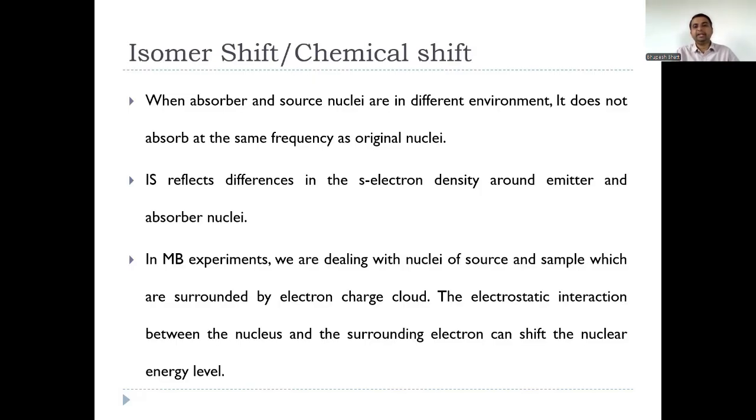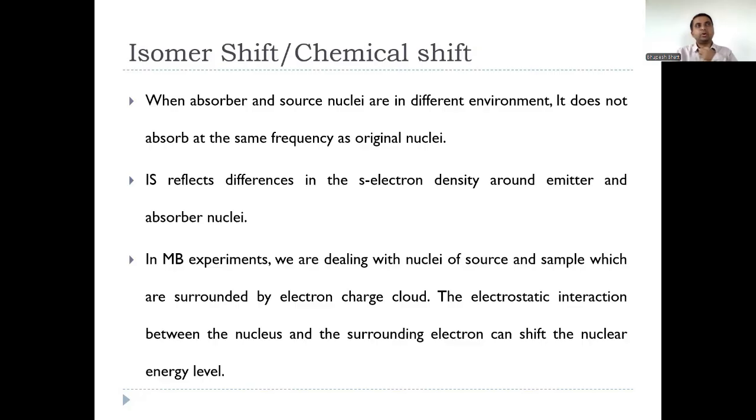So this depends upon the s electron density. At the same time, this isomer shift also depends upon the d electron density. Why? Because d electrons screen the interaction between the nucleus and the outermost s electrons. So if we have more d electron density, ultimately it is going to reduce the effect of s electron density. The electronic interaction between the nucleus and the surrounding electrons can shift the nuclear energy level. In this way, we get the energy level difference.